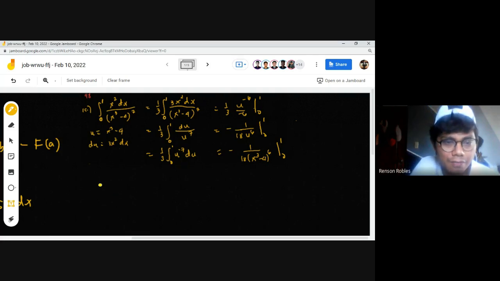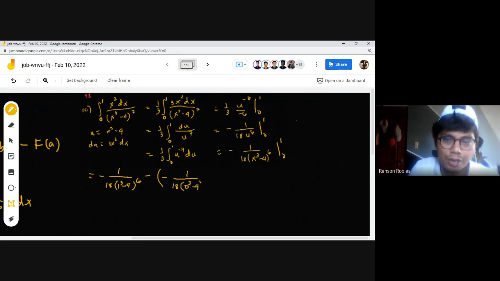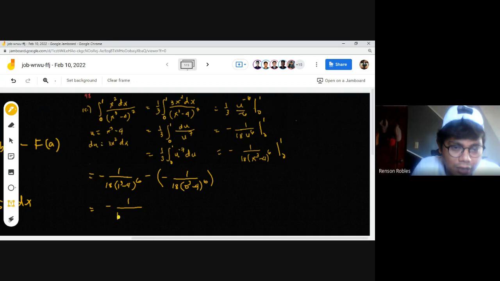power. Then evaluating the definite integral, so you have negative 1 all over 18 times the quantity 1 cubed minus 4, then to the 6th power, and then minus negative 1 all over 18 times 0 cubed minus 4 to the 6th power. And then evaluating, you have negative 1 all over 18 times 1 cubed minus 4. That's negative 3 to the 6th power.